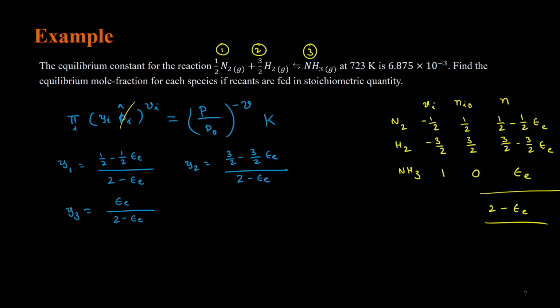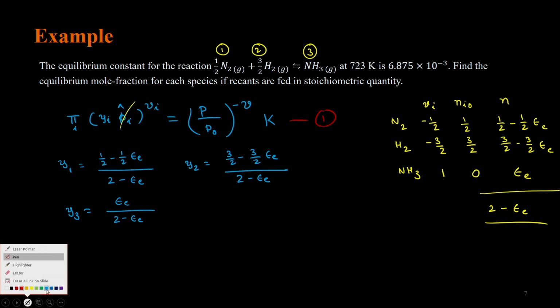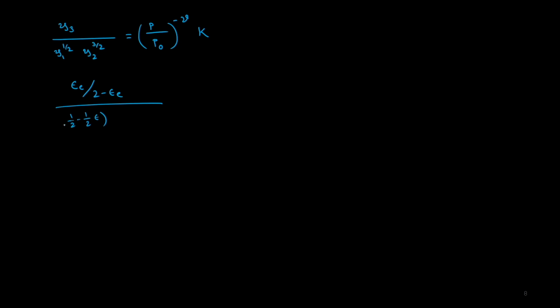Once we have these, I can rewrite equation 1 this time in terms of the reaction coordinate rather than mole fractions. When I do that, it reads y3 over y1 to the power 1/2, y2 to the power 3/2 is equal to (P over P naught) to the power negative nu times K. That was the equation. I can rewrite all the y's in terms of the equilibrium reaction coordinate. That will become epsilon over 2 minus epsilon, that's the y3, then y1 is (1/2 minus 1/2 epsilon) over 2 minus epsilon, to the power 1/2.